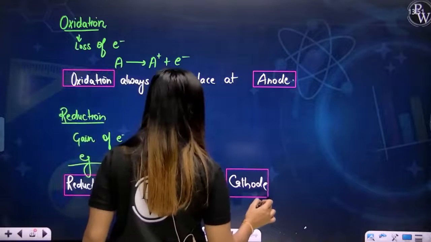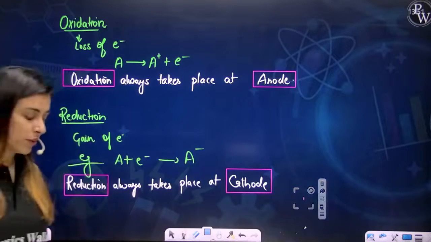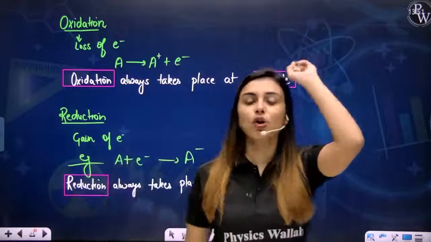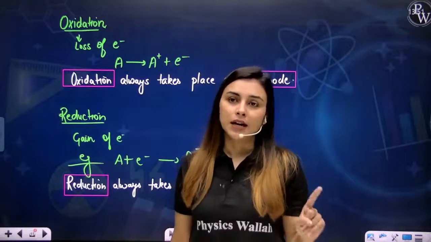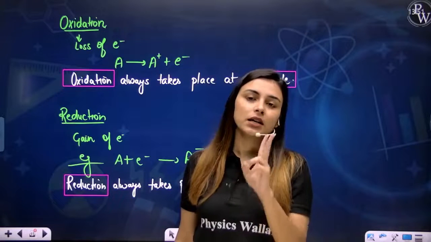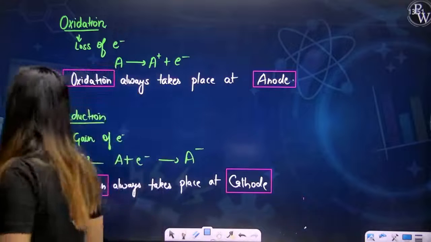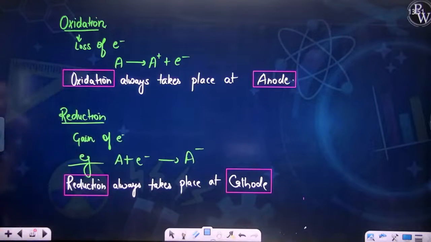Reduction always takes place at cathode. These are the few things which you need to remember. Oxidation, loss of electron. Oxidation always takes place at anode. Reduction, gain of electron. Reduction always takes place at cathode. These are the things which you need to memorize. If you are clear with this and want to write it, you can. Now pause the video, write it, and then we'll move forward.